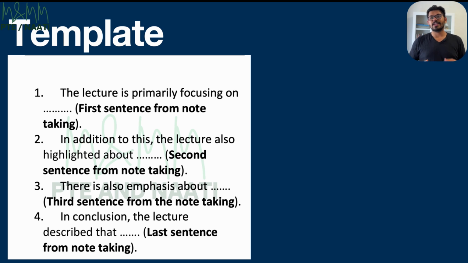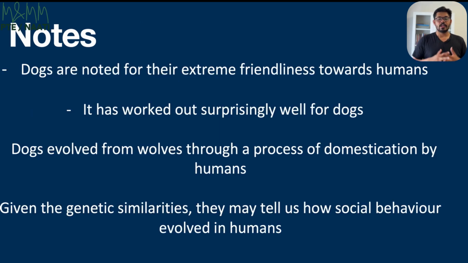Now, what I'll do is I'll share my 4 phrases, sentences that I've written from this audio, and let's see what I've done. So if we look at these 4 sentences that I've written, the first one is, dogs are noted for their extreme friendliness towards humans. First one, makes sense? Yes. Second, it has worked out surprisingly well for dogs. Makes sense. Third, dogs evolved from wolves through a process of domestication by humans.